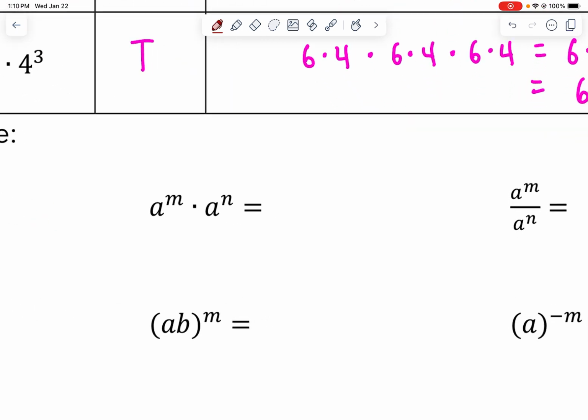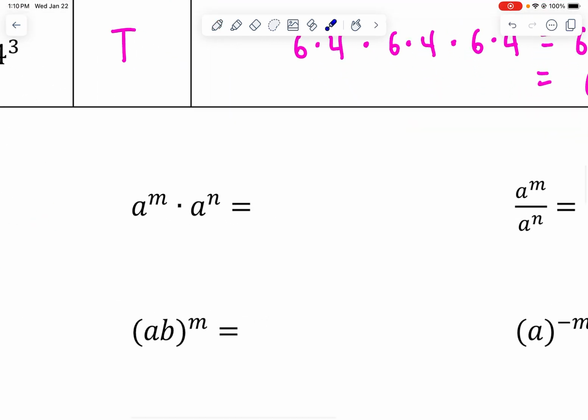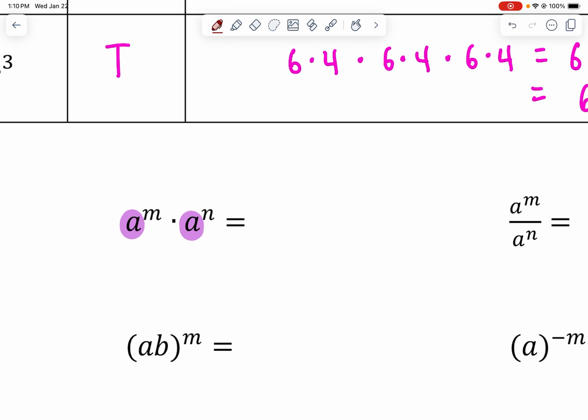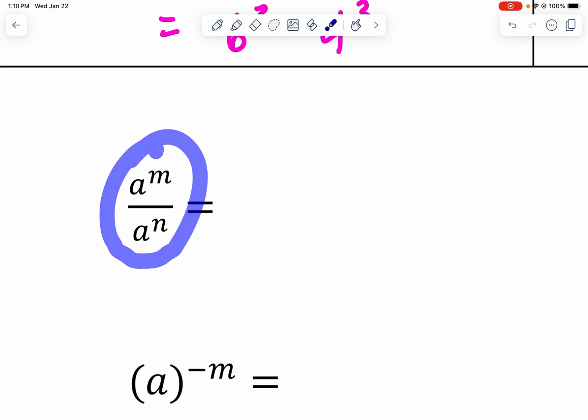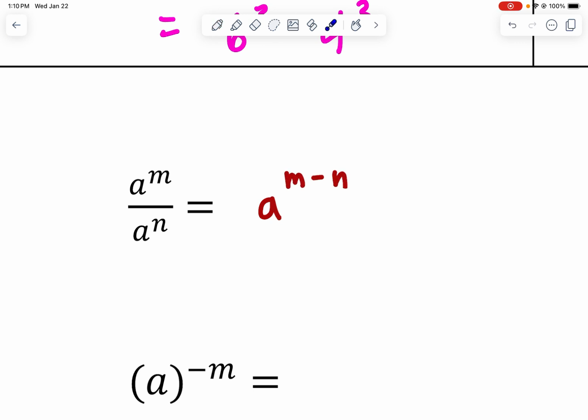Let's go ahead and generalize the next rule. Here we have the same base, a, with different exponents being multiplied by each other. So here, if you look back at the first set of problems we looked at, this will be equal to a to the m plus n. So here we'll go ahead and add the exponents. All right, next one. Here there's a division. If you look back at the division, we had a subtraction in terms of the exponents. So this would actually be equal to a to the m minus n. So it'd be the top exponent minus the bottom exponent.